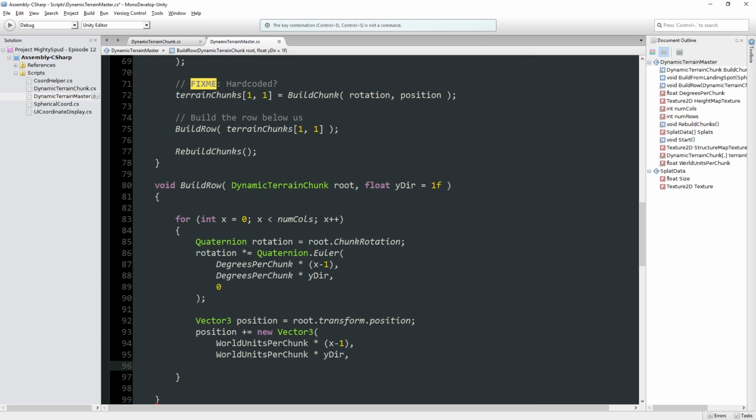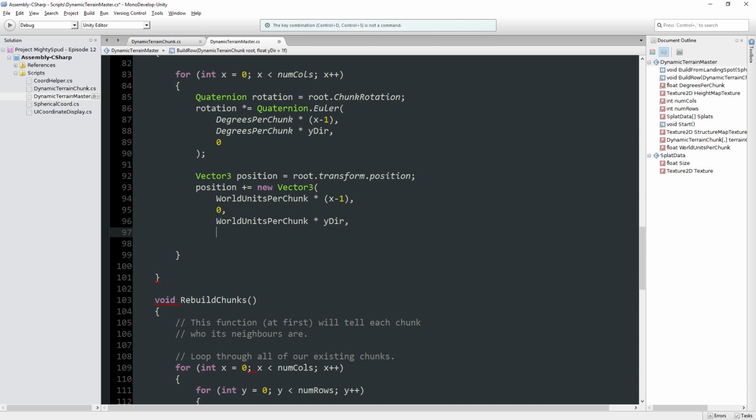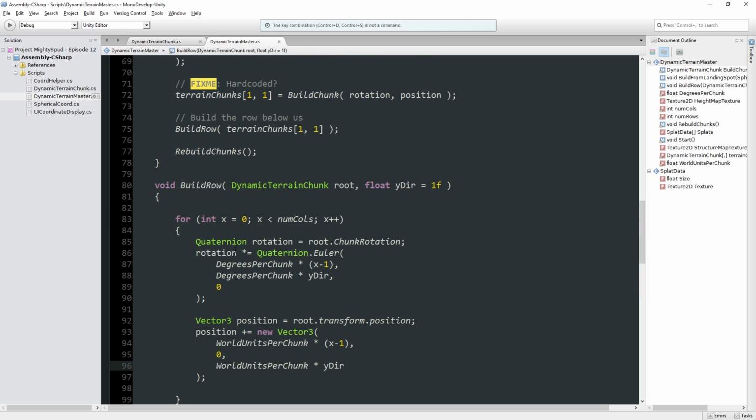No. The y component in our Unity world space is actually going to be 0. We're not going to move vertically, right? This would be vertical movement. But there we go. We use that y dir, but it's actually z dir, but different coordinate systems. Okay, so we've got this. So now we're setting a new position.